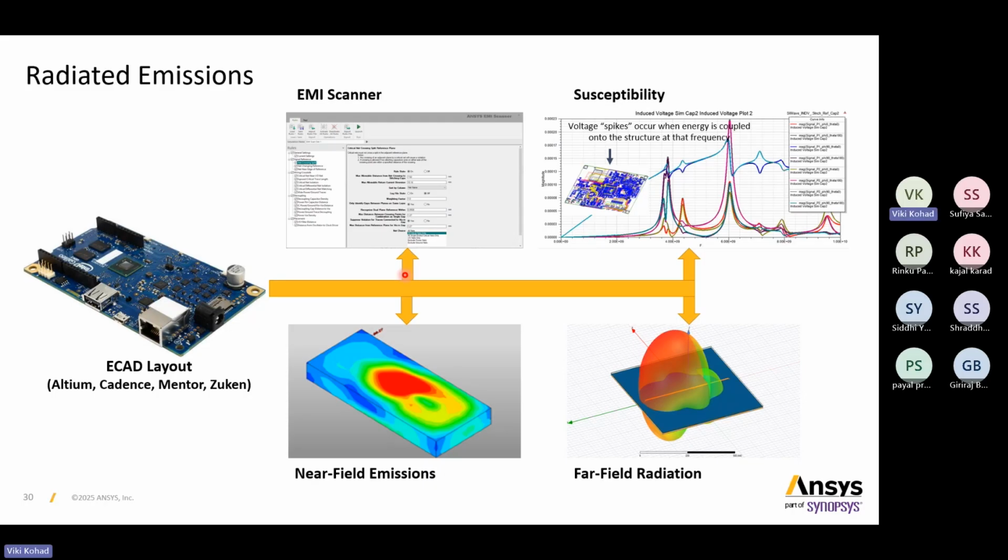The radiated emission is also there. So this is basically terms related to the emission part. This part that you can see is done for the PCB inside the SI.